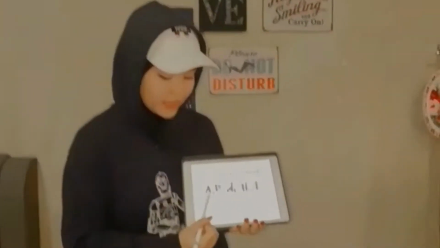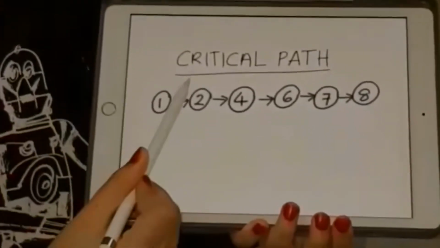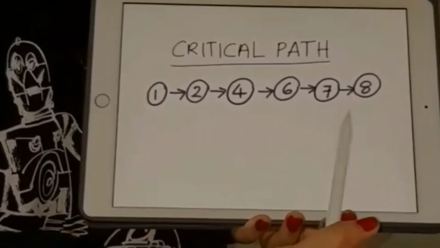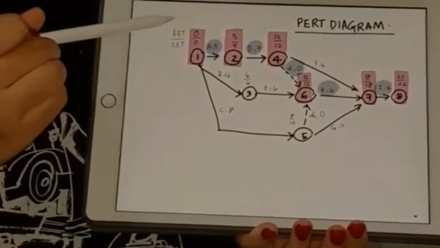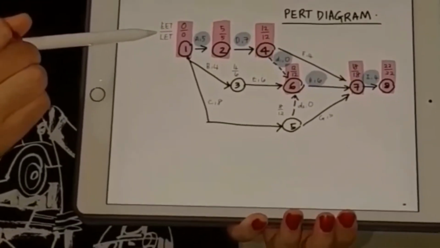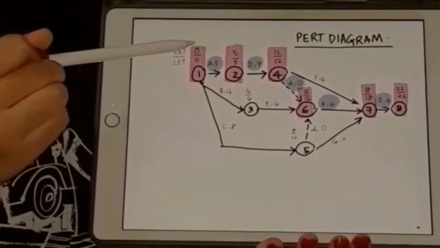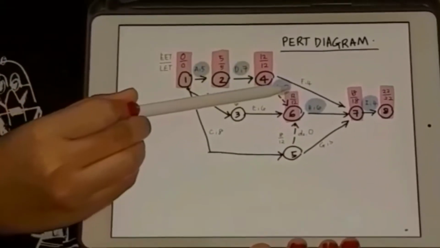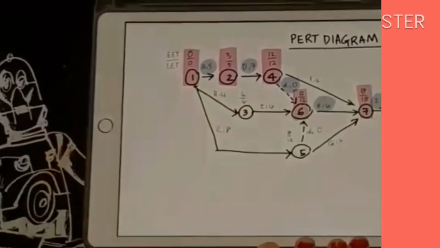The critical activity for this question is A, D, D1, H, and I. Also, the critical path is 1, 2, 4, 6, 7, and 8. It is because based on the project diagram, as we can see, EET and LET have equal numbers such as 0, 0, 5, 5, 12, 12, 12, 12, 18, 18, and 22, 22.